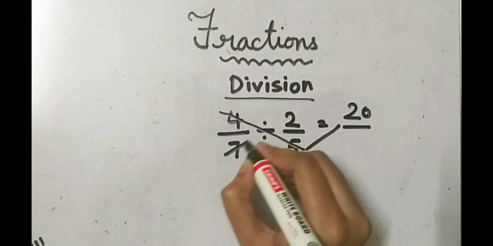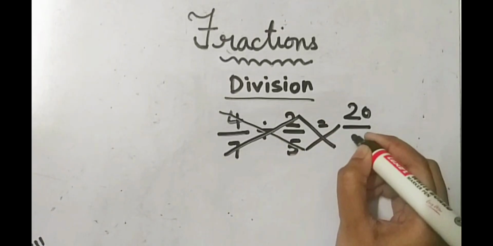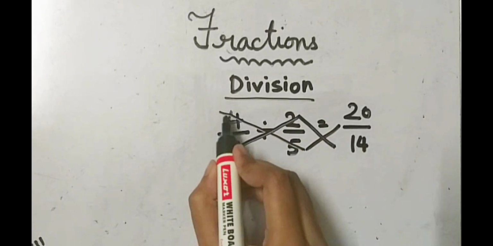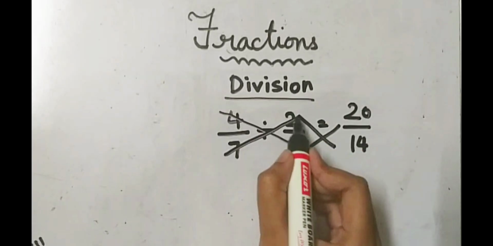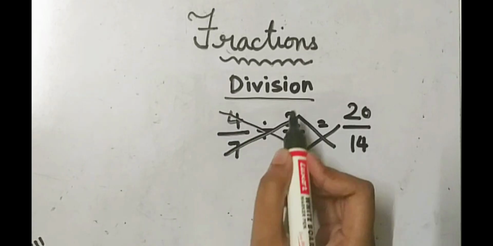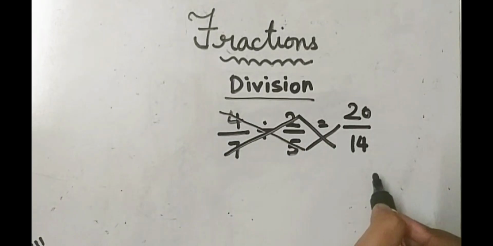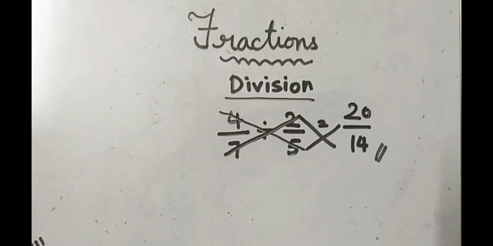Now like this, write it in the denominator. 7 twos are 14, right? 14. Like this. Cross multiplication. Write it in the denominator place. So 4 by 7 divided by 2 by 5 is 20 by 14. That's it. This is the way of doing division of fractions.